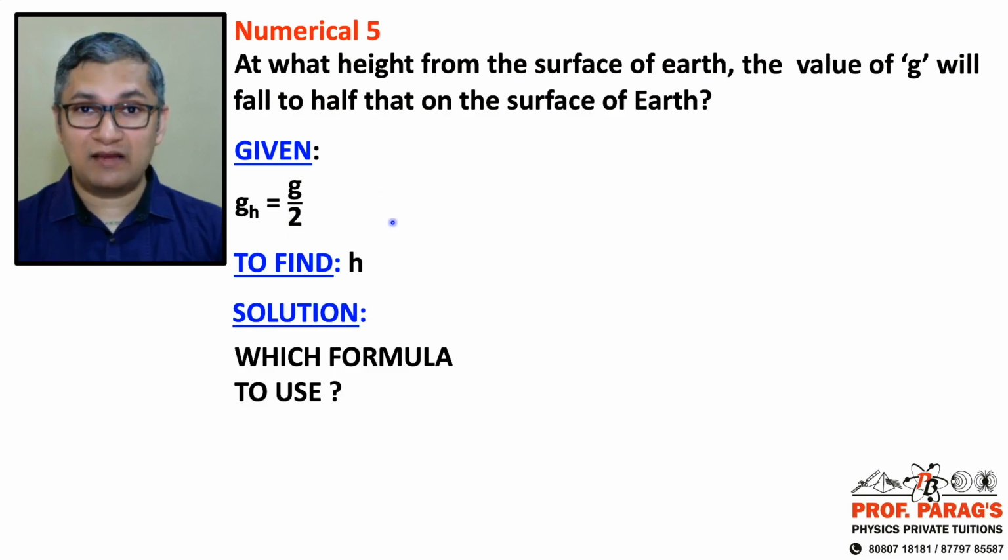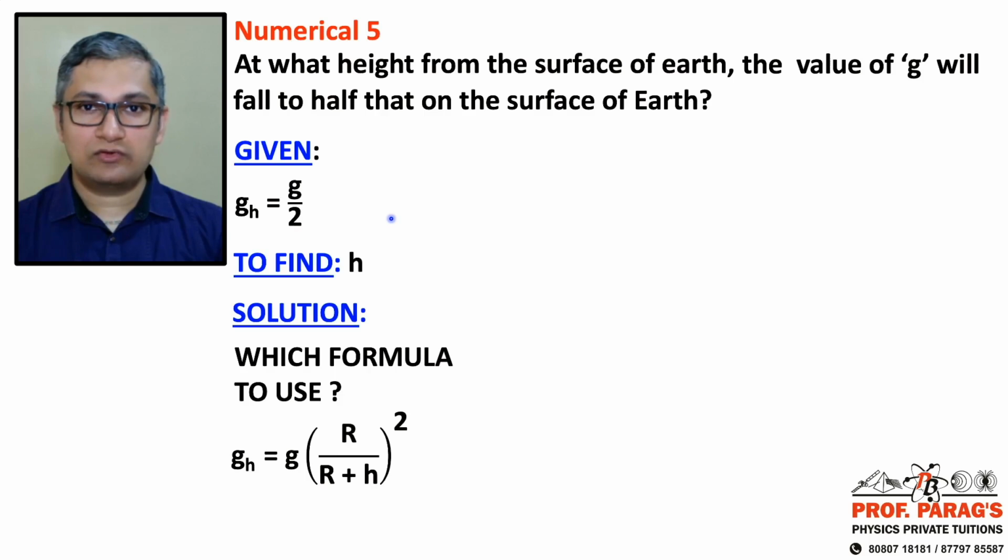If you remember the graph, from 9.8 I'm going to come down to 4.9. That's quite a big reduction in the value of small g. That means it's not going to happen very close to the surface of Earth. It's definitely not a LEO satellite.